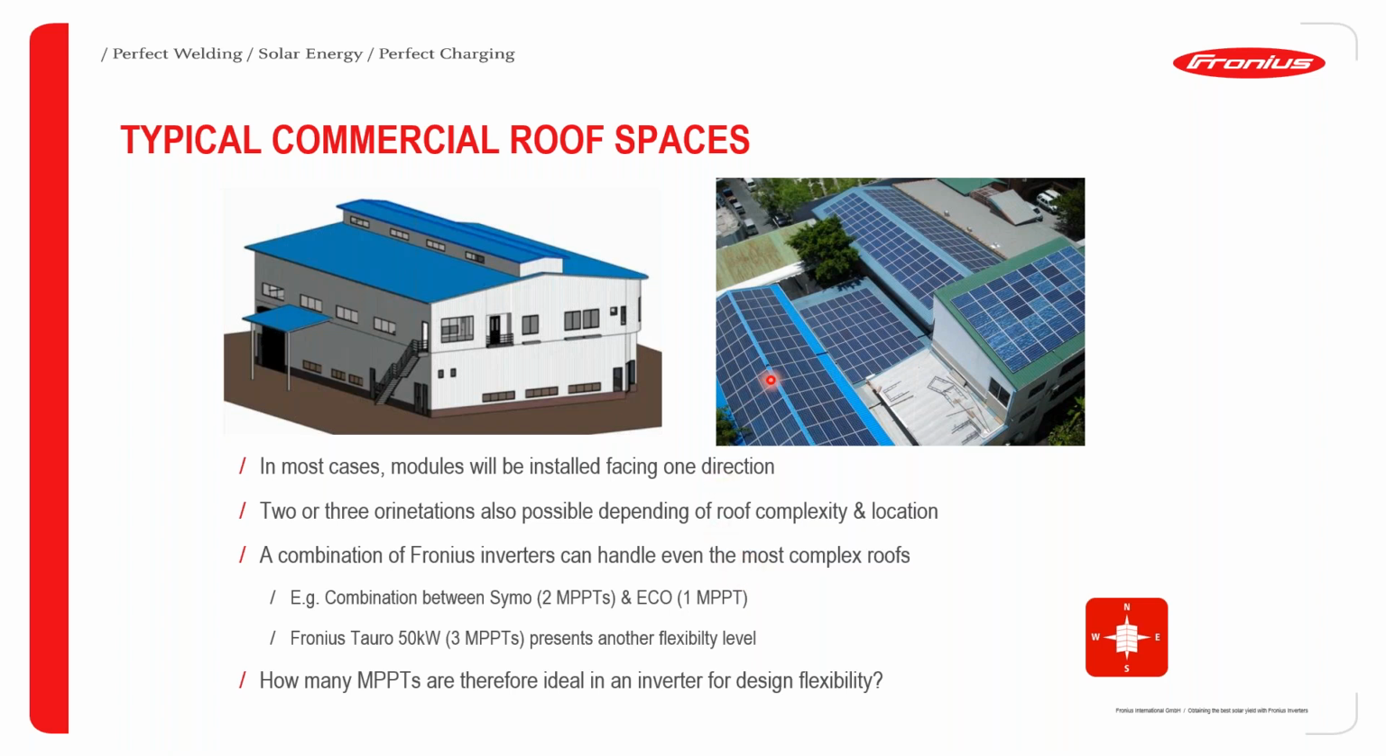So what I'm talking about is we can have orientations that can be handled by a mixture of Symo and Eco inverters. Say, for example, where we have panels that are facing one orientation, we can have them connected to an Eco with one MPPT, and then for roof orientations like this, for example, where you have 2 orientations, you can have them connected to a Symo that has 2 MPPTs. Furthermore, we can, of course, make use of the Fronius Tauro 50 kilowatts that has 3 MPPTs. Of course, this comes with additional flexibility.